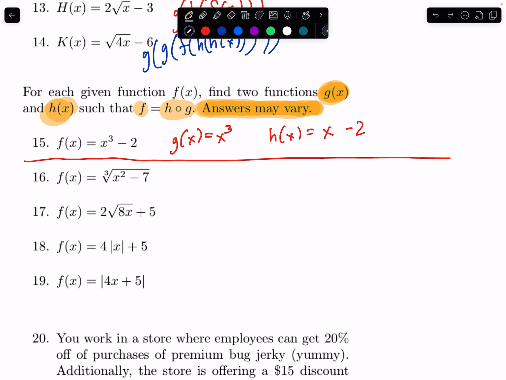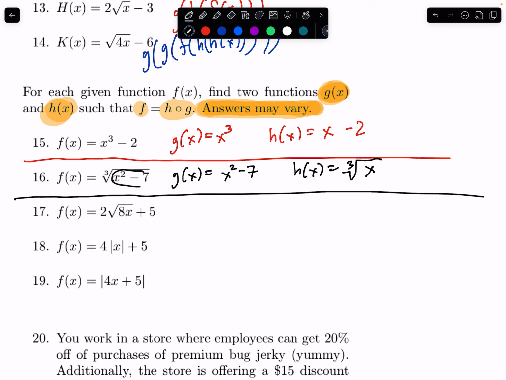I'm going to alternate. Let's do some black here. Okay, now this one, the obvious inside function is the x squared minus 7. Call that g of x. And then the obvious outside function would just be to take the cube root of the result. Anytime I saw my occurrence, I replace that with x. Okay, we're going to zoom right along here, guys.